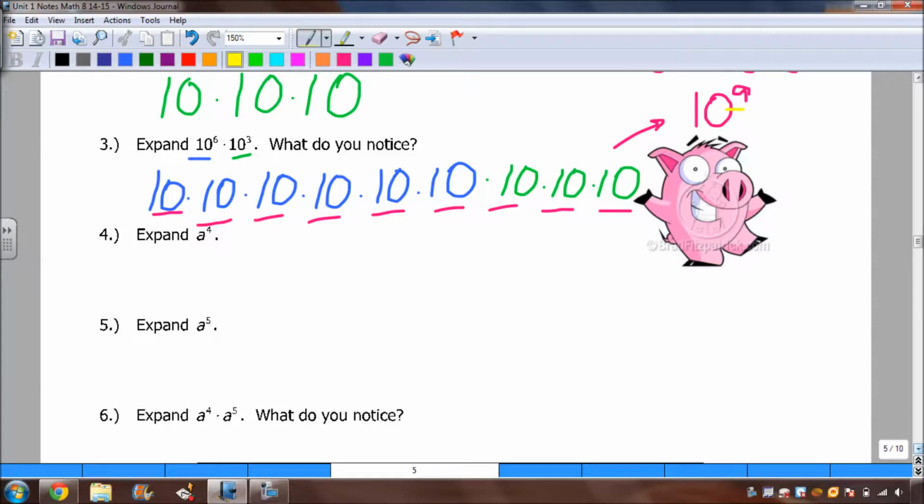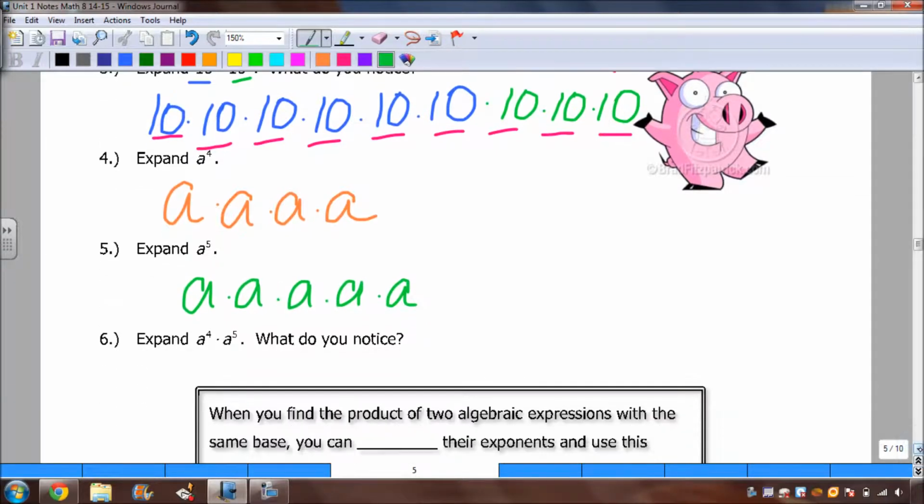So in question number 4, you have a to the 4th power, which means a times a times a times a, okay? And then in question number 5, you have a to the 5th power, which means a times a times a times a times a, right? So then if I'm going to expand it out and multiply the two problems together, I end up getting a times a times a times a, and then I've got another set of 5 a's. Altogether, you have 9 a's, so this ends up being a to the 9th power.